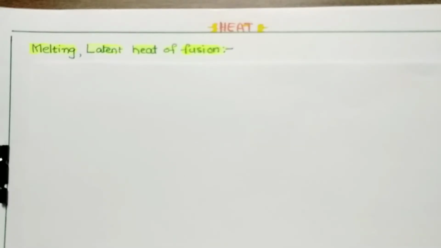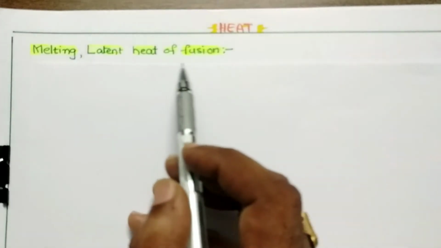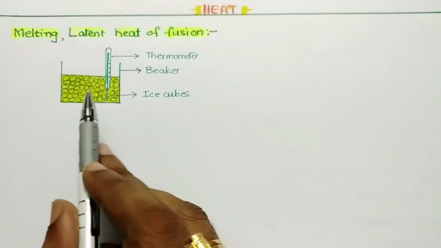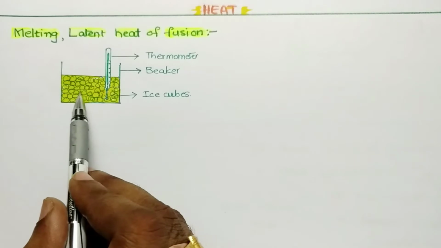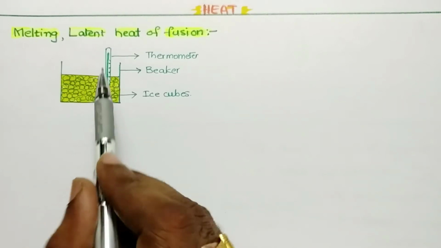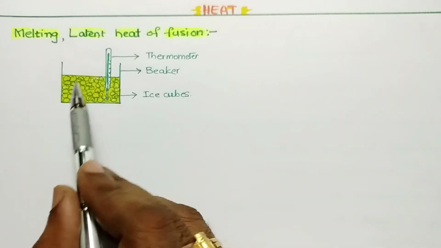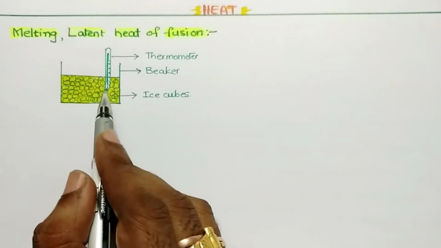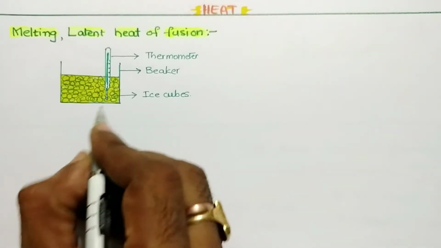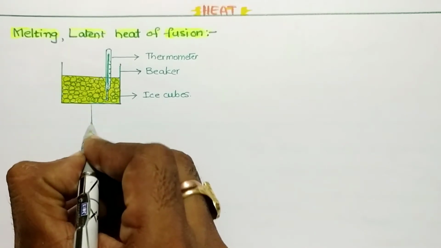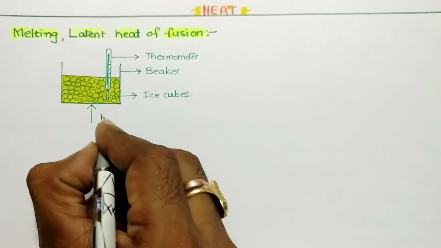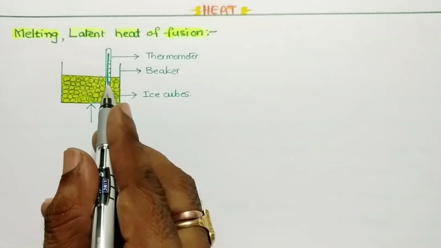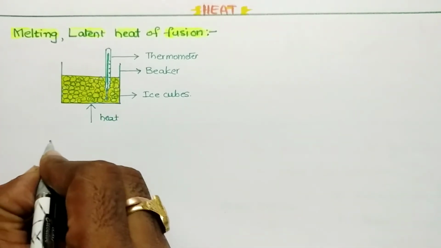Let's come to another topic, that is melting and latent heat of fusion. For this you have to take one beaker and add some ice cubes to the beaker and insert one thermometer into the ice cubes and note down the reading of the thermometer for every 2 minutes after heating the beaker.